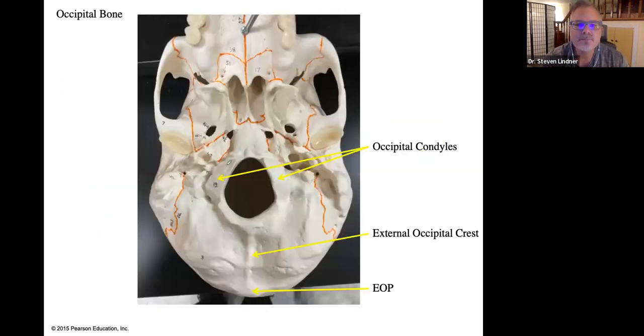So on the skull, here are the occipital condyles. We'll see condyles again when we go over the femur. Then we have the magnum foramen right here, and going from the magnum foramen to the EOP, that's the external occipital crest.